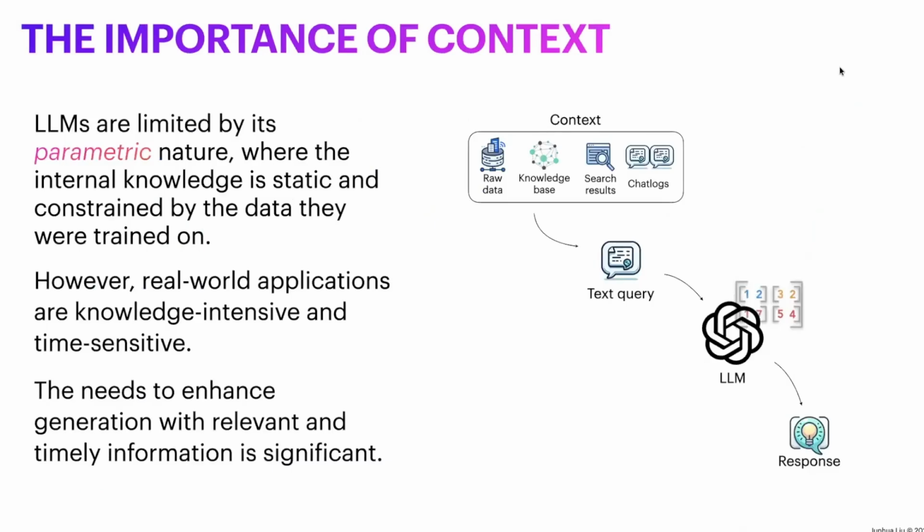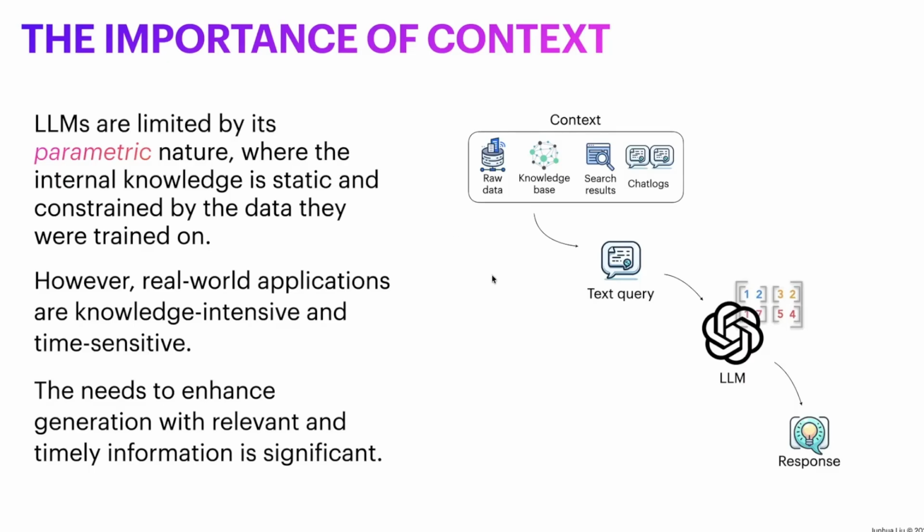Let's do a quick recap of what we have covered during part two. In part two, we focused on context engineering and discussed the importance of context. LLMs are limited by their parametric nature. That means behind an LLM, essentially, it's a very large matrix that is fixed once it's trained. And these parameters are learned from the data that was fed into the LLM. Once it's trained and cut off, all the knowledge after the cutoff date will not be known by the LLM.